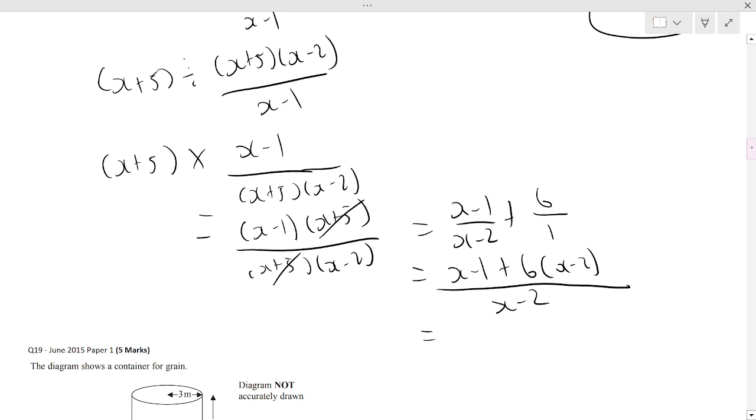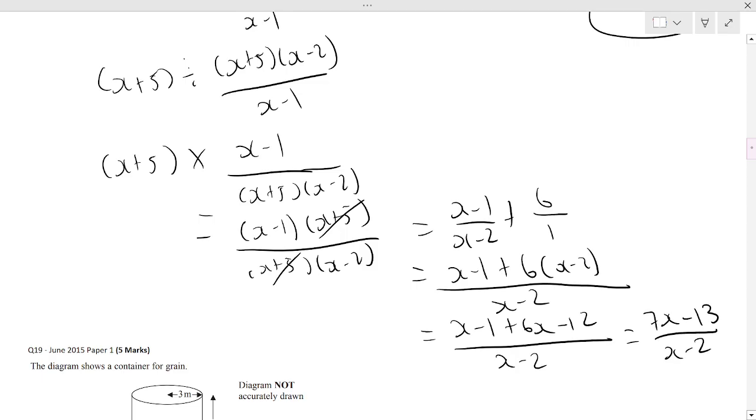Then I could expand this, right? So it's going to be x minus 1 add 6x minus 6 times 2 is minus 12, over x minus 2. And so we can simplify this, collect like terms to get 6x plus x, 7x, and then minus 13 over x minus 2.